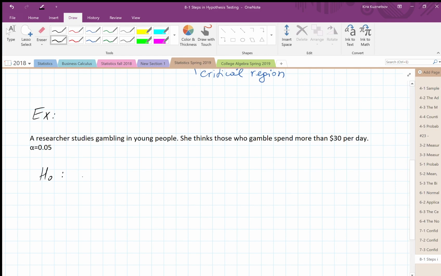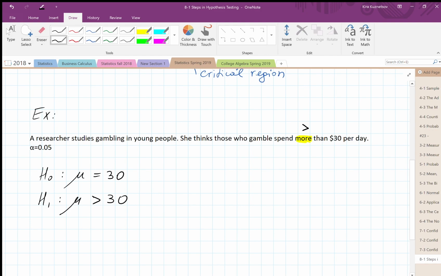So your null hypothesis will always have an equal sign. It must have the parameter, in this case mu. It must have an equal sign, and it must have the inclusive value. The alternative hypothesis must have a parameter, and it should have either a less than, a greater than, or a not equal to sign, and for that we need wording. If it says more, we have a greater than sign, so mu has to be greater than 30.